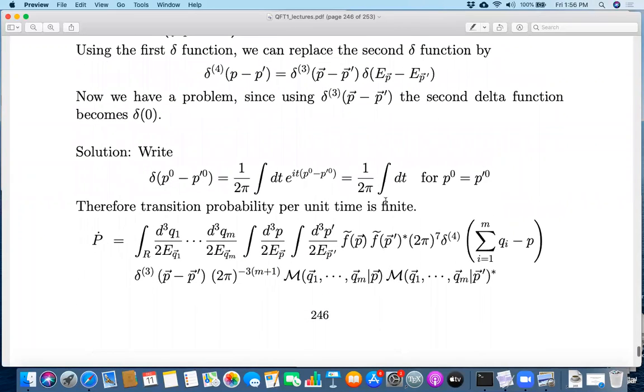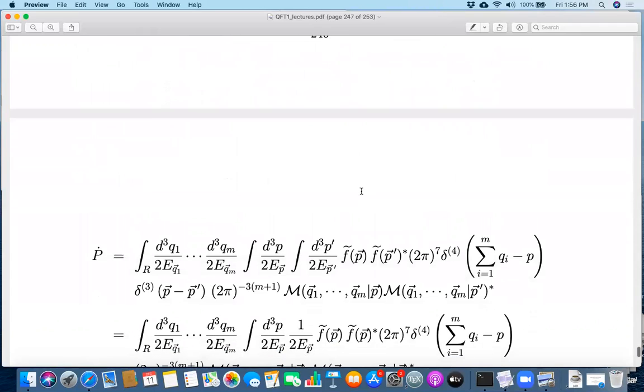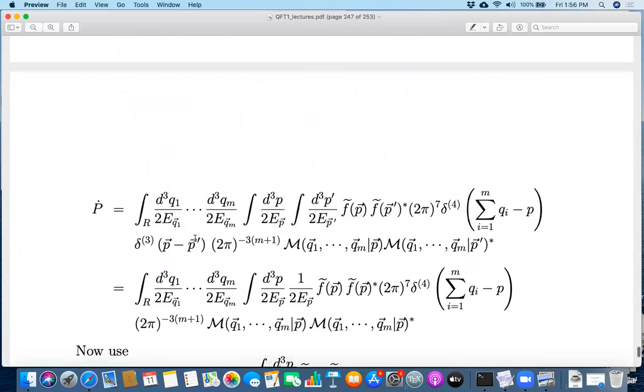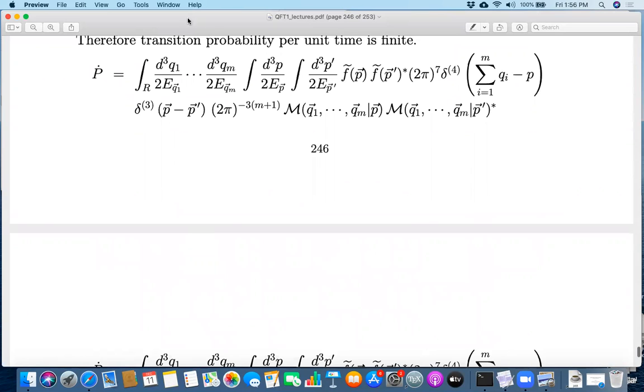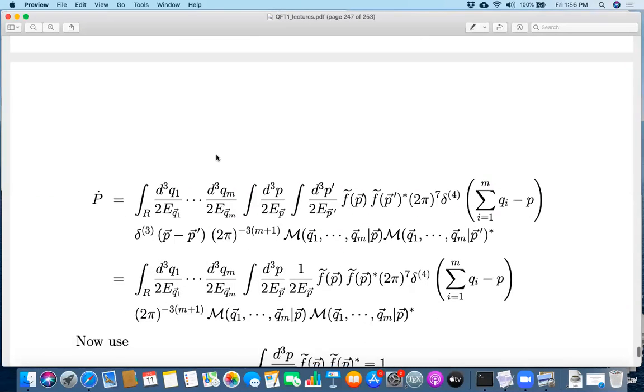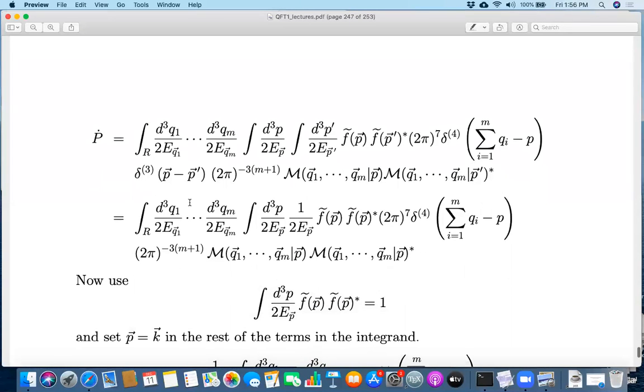Is there any other question? Okay, so let's proceed then. So this is the same expression. I have just taken the same expression and rewritten it again. But now you can simplify it, because first of all you can do the p prime integral easily, right? By setting p prime equal to p. So that gives you this.